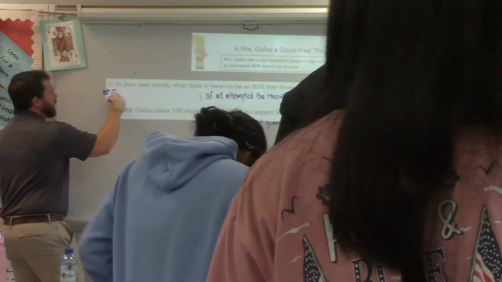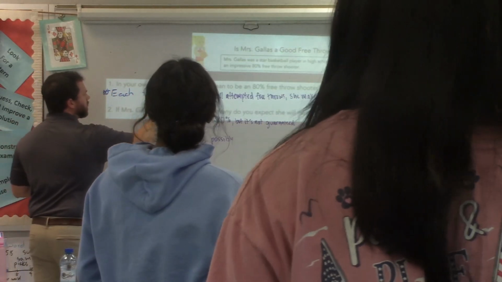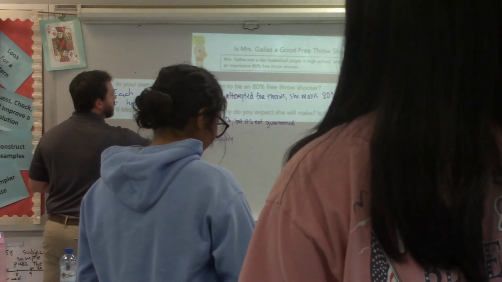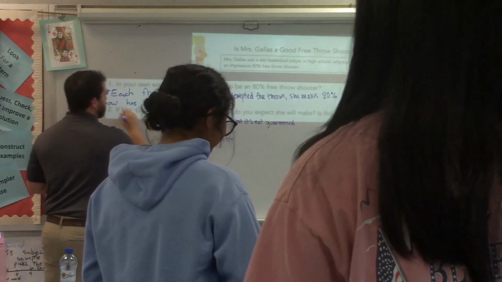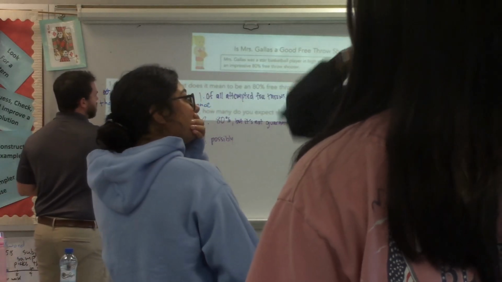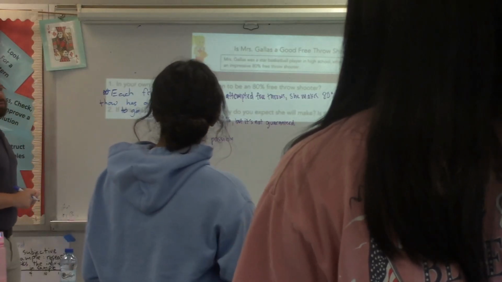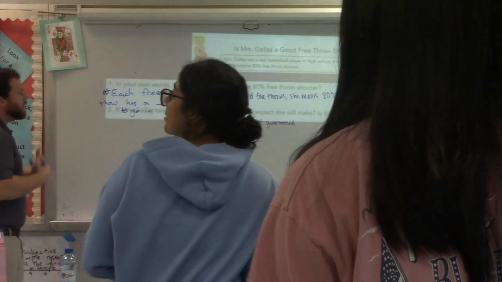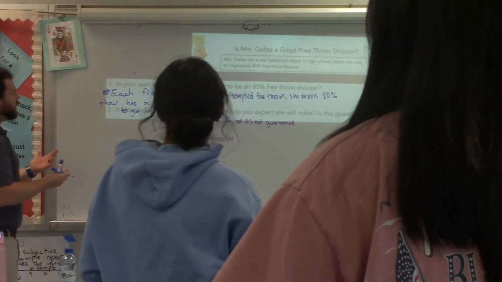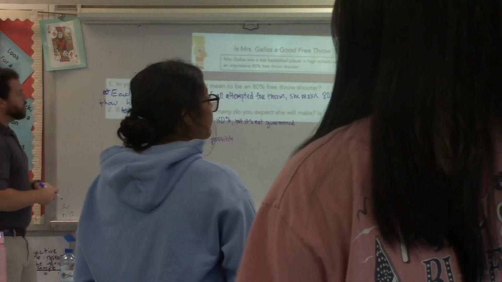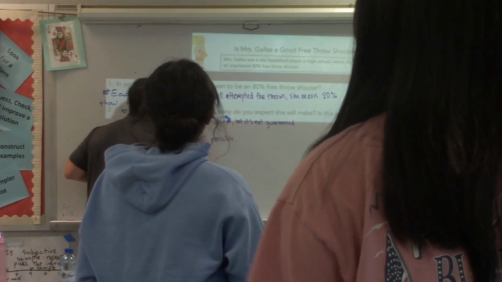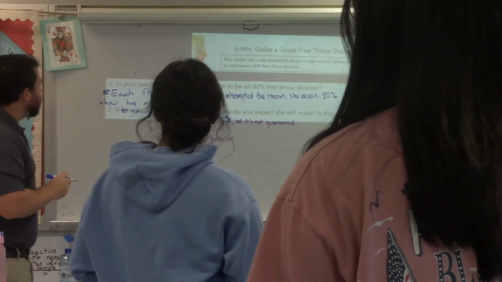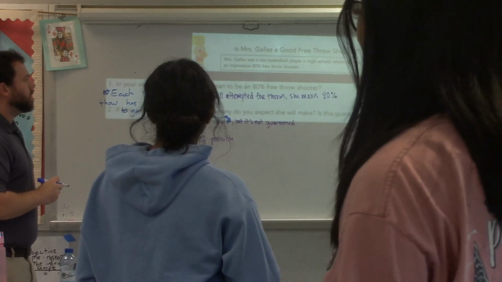So each free throw has a blank chance to go in. So each free throw has a what chance to go in? 80%, right? So we're going to talk more about what this means in general, but to be an 80% free throw shooter, each time there's an 80% chance of going in. So we expect her to make, now I will say, it would not be a percent, how many? We all said we would expect her to make how many? 80, okay? However, we say it's not guaranteed. Why not?